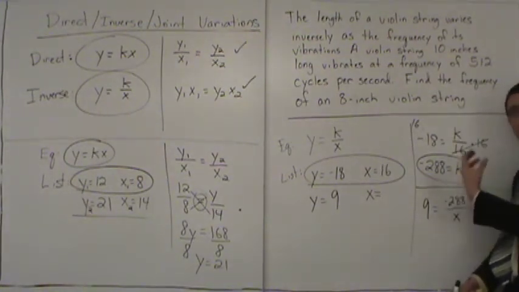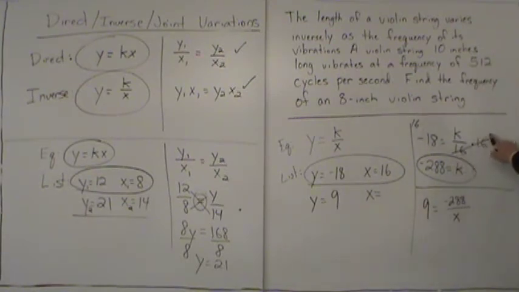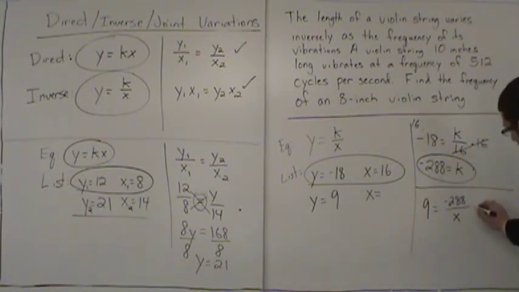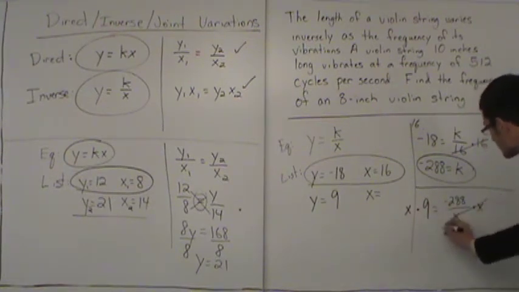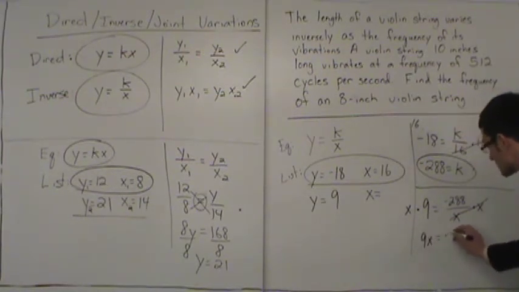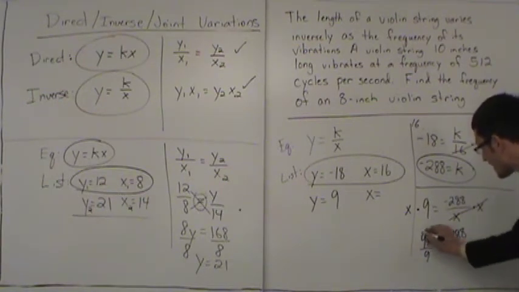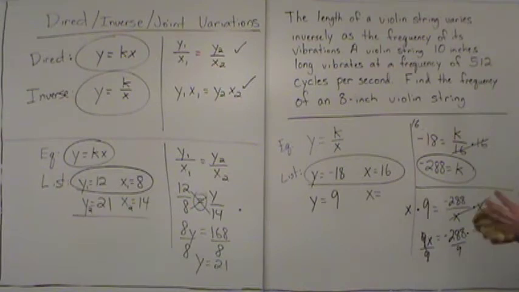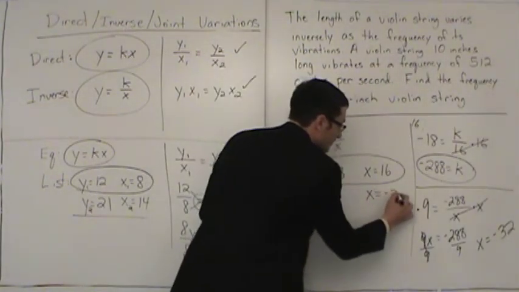So how do we get x out of the denominator? Notice when we had 16 in the denominator, we multiplied by 16. If x is in the denominator, we're going to multiply by x to get it out of there. So multiply by x, and these cancel. And we get 9 times x is equal to negative 288. Now divide by 9, and negative 288 divided by 9 is negative 32. So we get x equals negative 32.